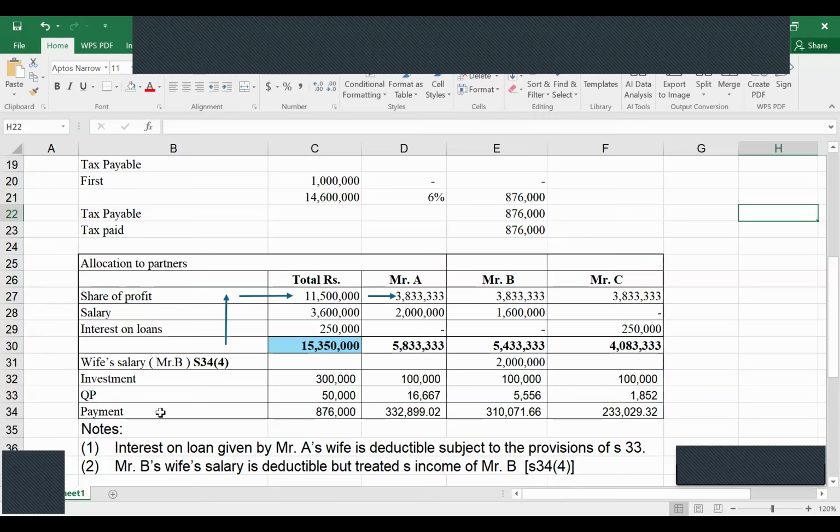So after that, the partnership has paid 876,000 as a tax. That should be allocated not equally, but based on these values, not equally, but based on the share of the partnership share.